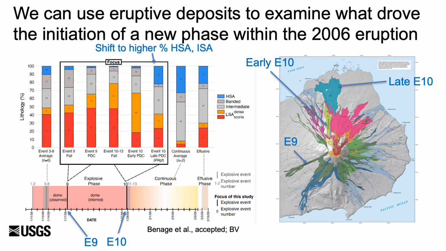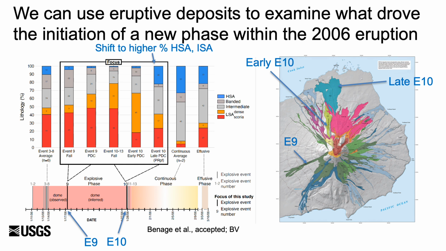In this study, we focus on Event 9, a single Vulcanian blast on January 17, 2006, and Event 10, which occurred 10 days later and produced two pyroclastic density currents, a smaller one during early Event 10, and the largest PDC of the eruption, the Rocky Point pyroclastic flow, during later Event 10. Just after Event 10, or shortly thereafter, the continuous phase of the eruption started.